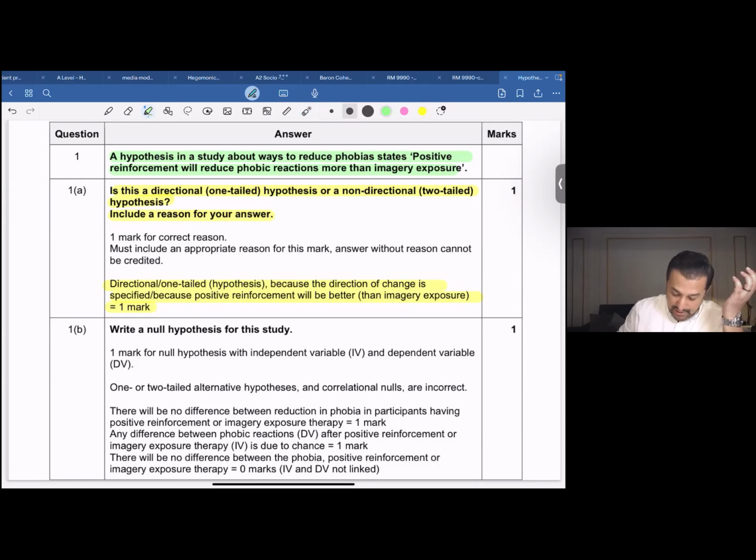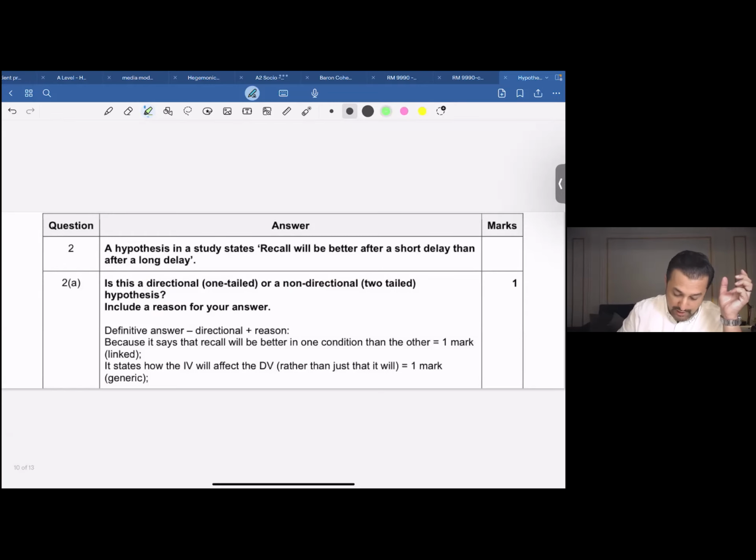Again, write a null hypothesis for this. Again, worth 1 mark. You get 1 mark for a null hypothesis with independent variable and dependent variable mentioned. This could be an example. Moving on real quick, a hypothesis in a study states recall will be better after a short delay than after a long delay. Is this a directional one-tailed hypothesis or a non-directional one? Include a reason for your answer. This is pretty similar to the one that we had earlier as well.